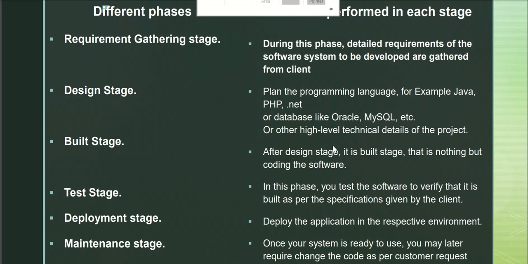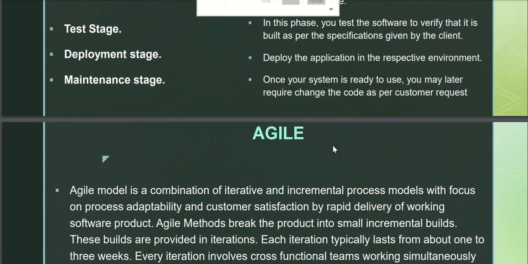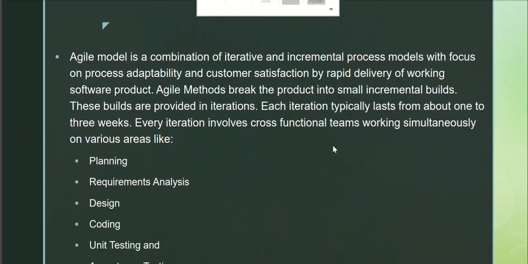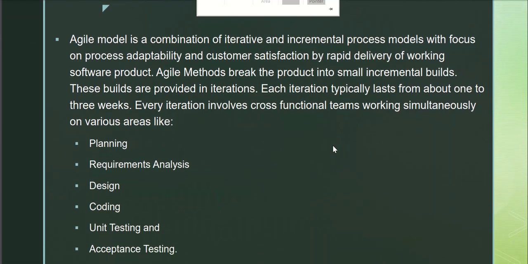So the time required to deliver the end product was too long, because we used to focus on the entire product and divide the complete life cycle into different phases according to the stages. So to eradicate this issue, Agile came into the picture. Now, what was in Agile? Why was it so good as compared to Waterfall? In Agile, it was a combination of iterative and incremental process.